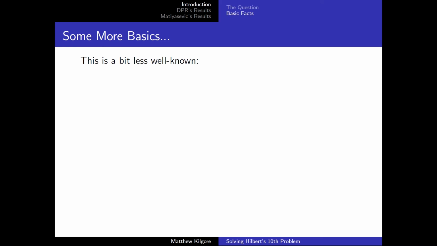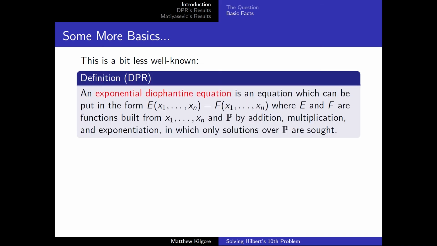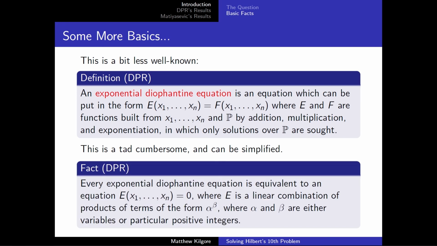Now, this definition is a bit less well known, but I'm sure you can figure it out based off of the name. An exponential Diophantine equation is an equation which can be put in the form E(X) equals F(X), where E and F are functions built from X and the positive integers by addition, multiplication, and exponentiation, in which only solutions over the positives are sought. That's a bit cumbersome, and thankfully it can be simplified.